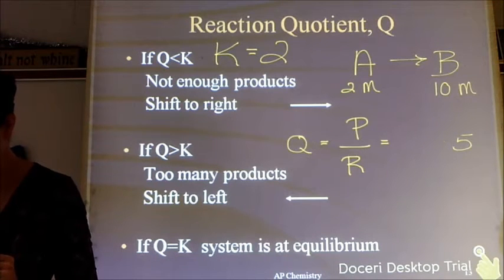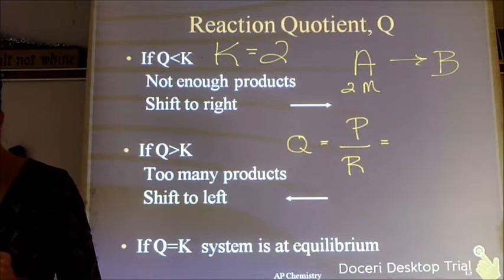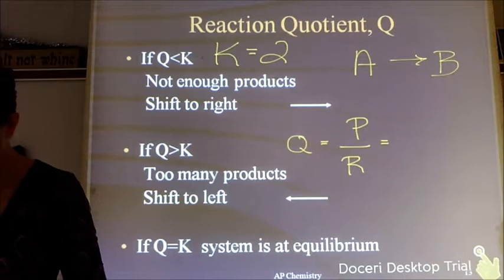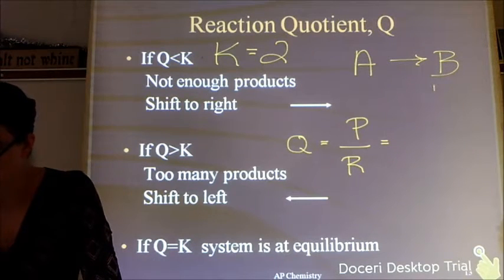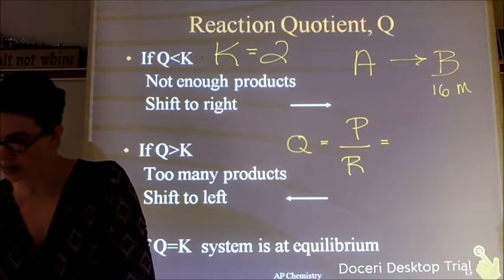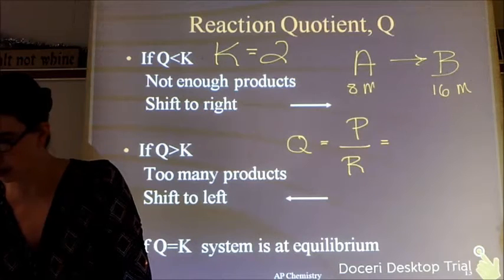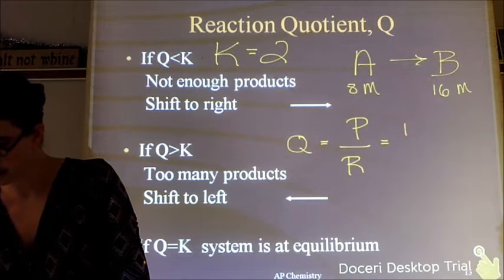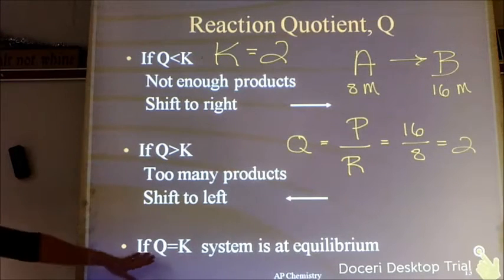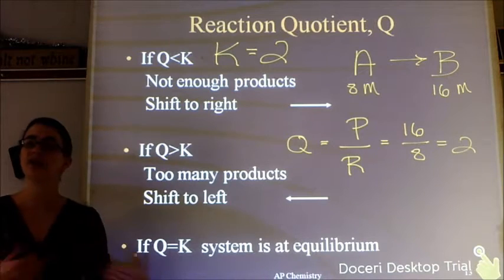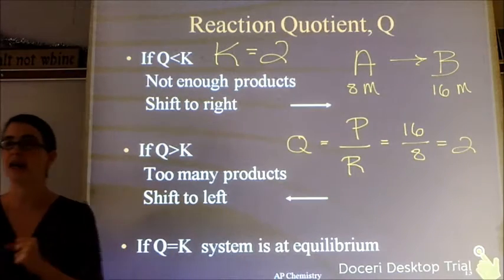Final possible situation. All right, let's say my product B is 16 molar and my reactant A is 8 molar. 16 divided by 8. This time Q is equal to K, which means we don't have to shift at all. We are already at equilibrium.